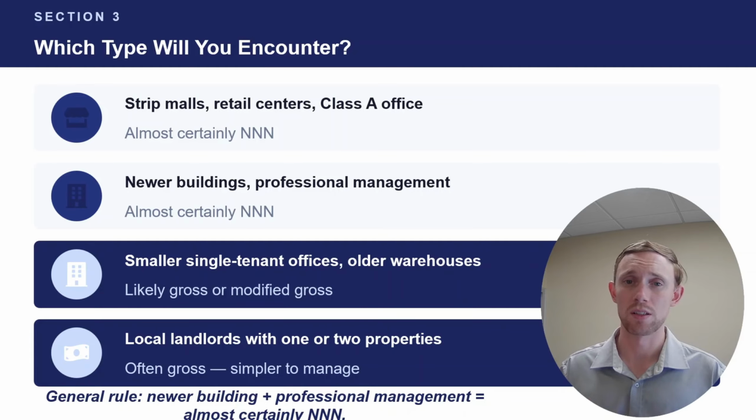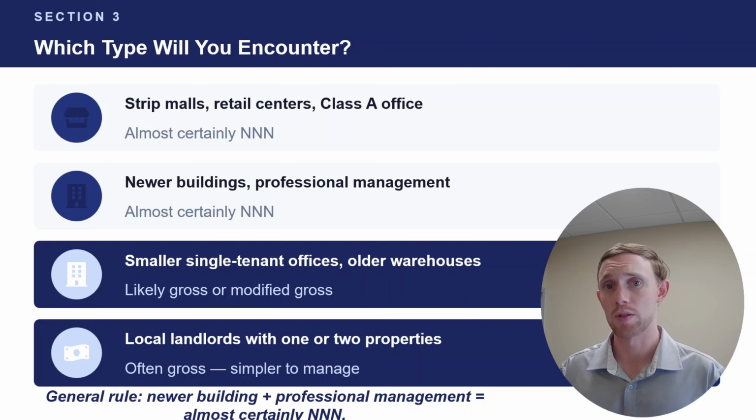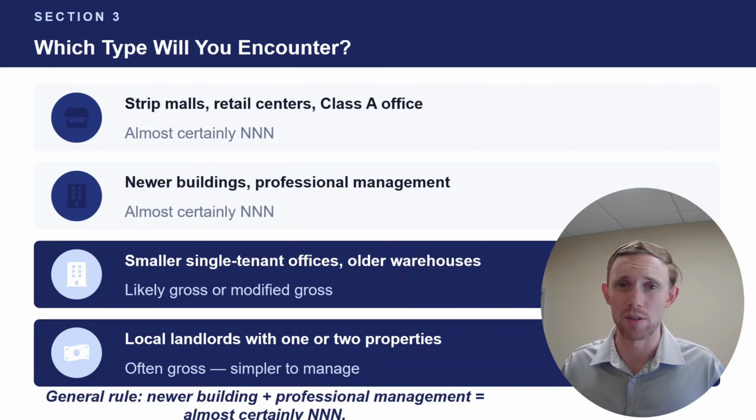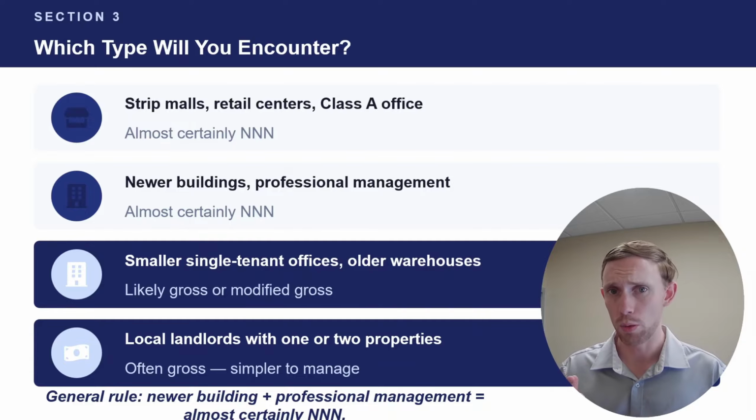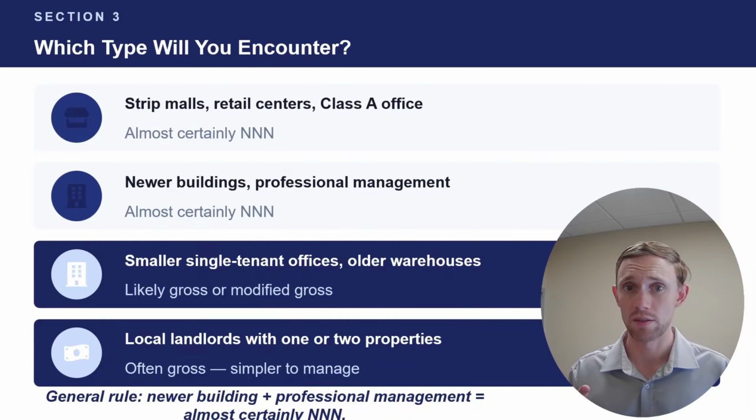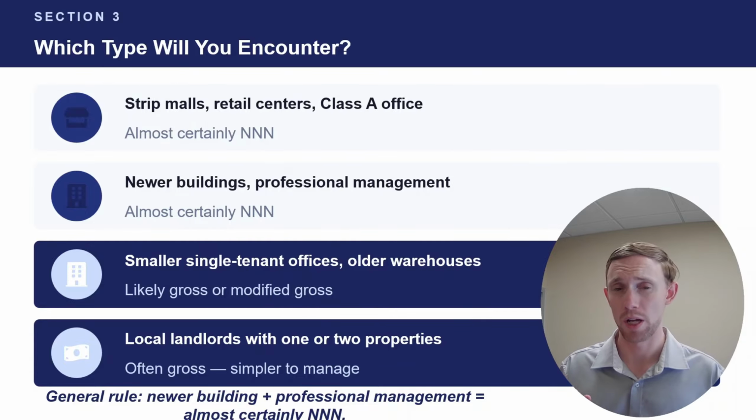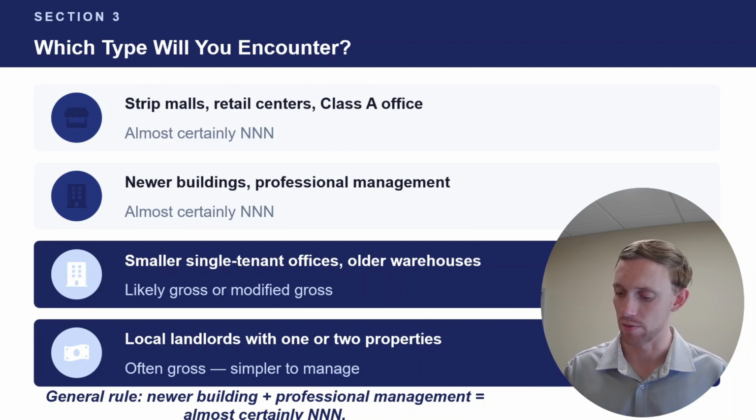Where you are more likely to see gross leases, especially if you're in a smaller market, are smaller single tenant buildings or older buildings, or if it's a landlord who's maybe more local and maybe they only have one or two properties. They're not like a professional landlord, and so they just charge a flat gross monthly rent. That's just easier to track and manage. But in general, if it's a newer building, if it's got multiple tenants, and if there's professional property management, you're probably looking at a triple net lease versus a gross lease.